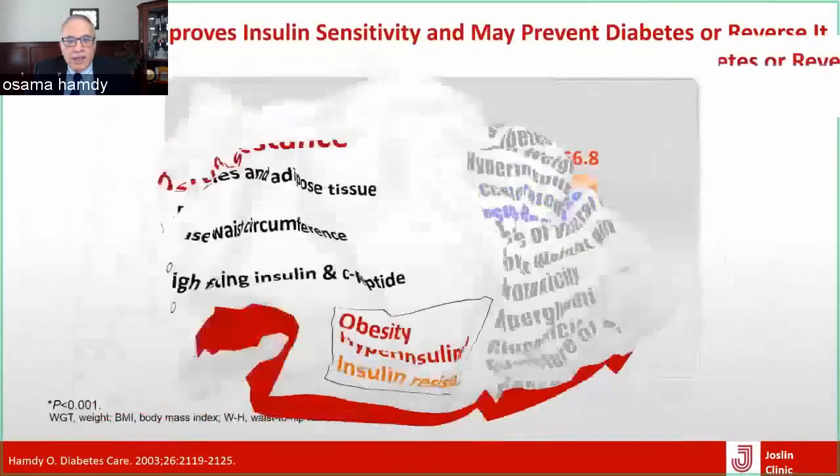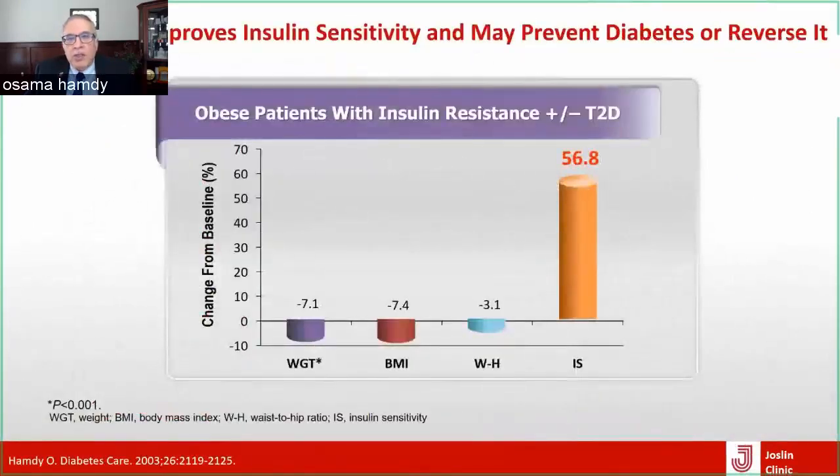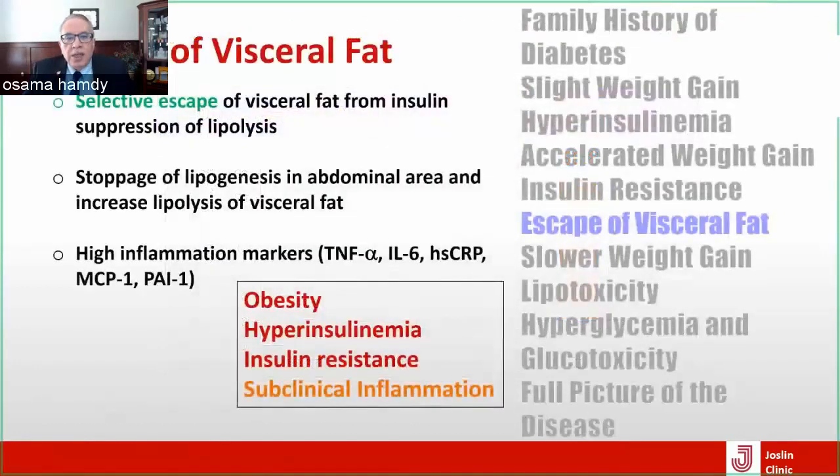Now, at this step, if you help people with insulin resistance, whether they have diabetes or not, whether they have pre-diabetes or diabetes, or even just obesity, to lose 7% of their body weight, insulin sensitivity improves by 57%. This is a huge opportunity at this stage to prevent diabetes or even to reverse early diabetes. So now, here is the beginning of the major problem.